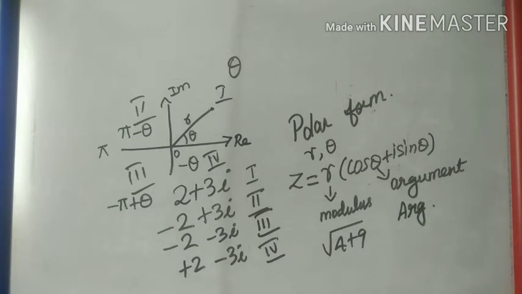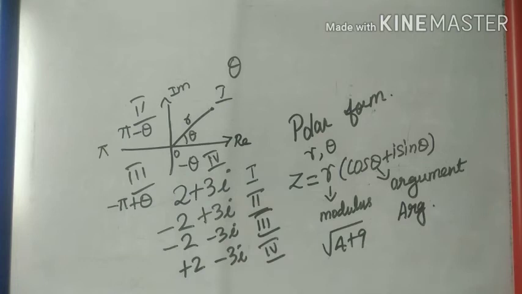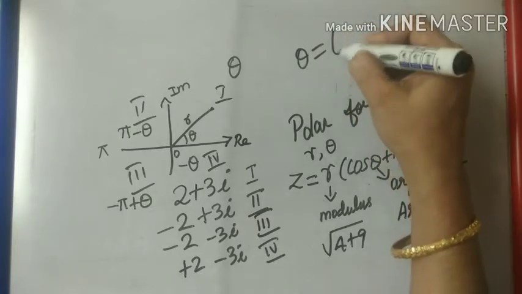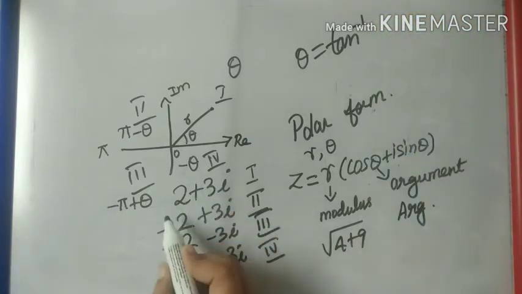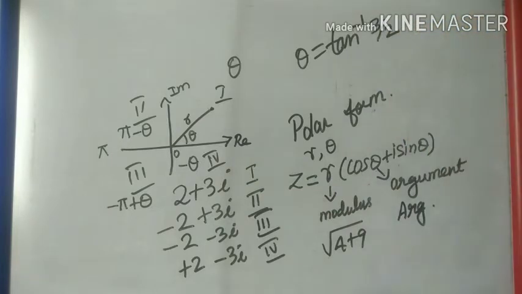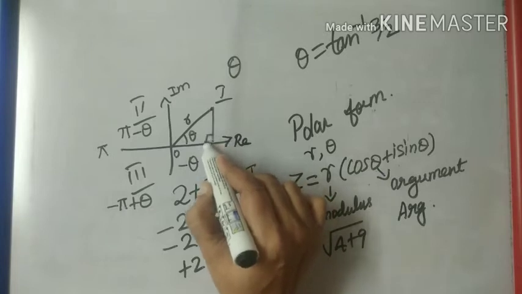Let us do some problems to understand this concept very well. In problems, supposing I am given 2 plus 3i and I want to know what is the modulus, I know the formula. If I want to know what is theta, theta will be tan inverse of imaginary by real. So in this problem, it is 3 by 2.